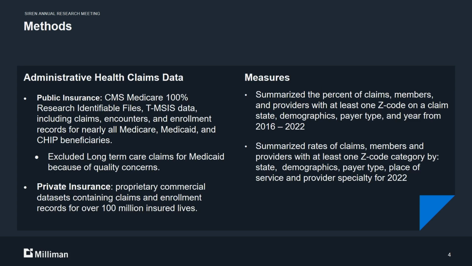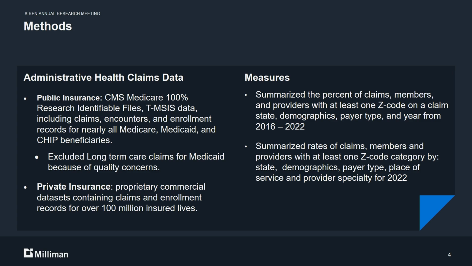Okay. So the methods that we used: Milliman has a data use agreement with CMS, so we used the Medicare 100% research identifiable files and Medicaid TMSIS data, and this covers 100% of Medicare, Medicaid, and CHIP beneficiaries in the US. Medicaid data quality can vary state to state, so we excluded long-term care claims for Medicaid because of some quality concerns in the data itself.